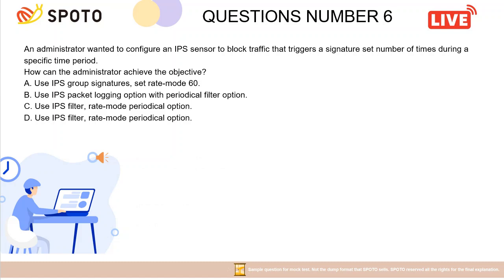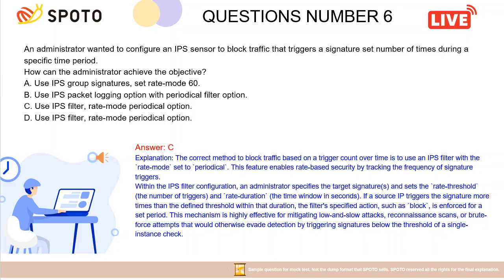Answer C. The correct method to block traffic based on a trigger count over time is to use an IPS filter with the rate mode set to periodical. This feature enables rate-based security by tracking the frequency of signature triggers. Within the IPS filter configuration, an administrator specifies the target signatures and sets the rate threshold, the number of triggers, and rate duration, the time window in seconds. If a source IP triggers the signature more times than the defined threshold within that duration, the filter's specified action, such as block, is enforced for a set period.